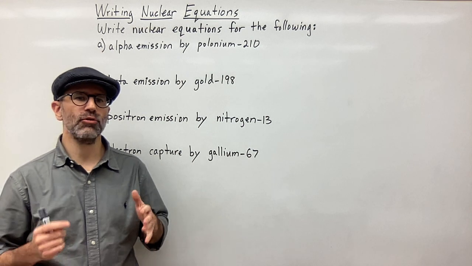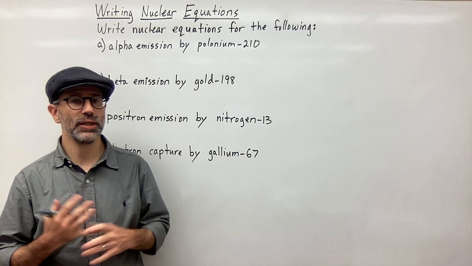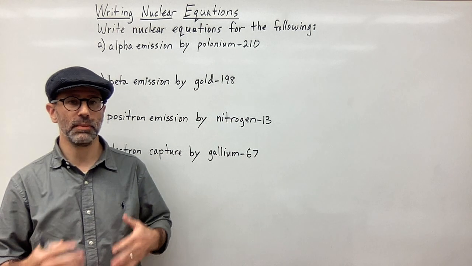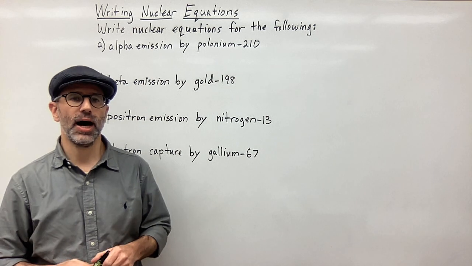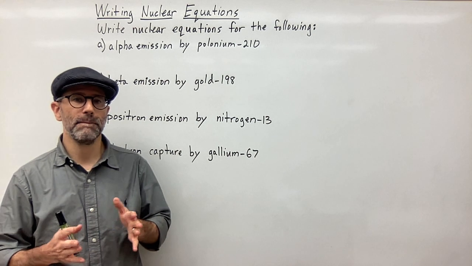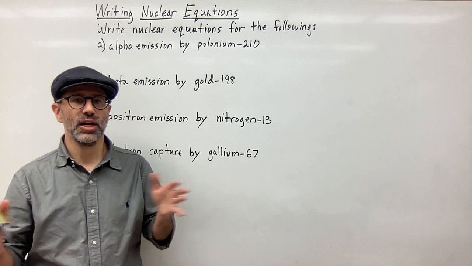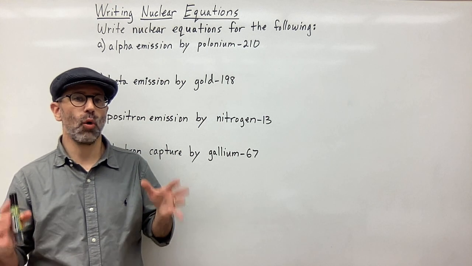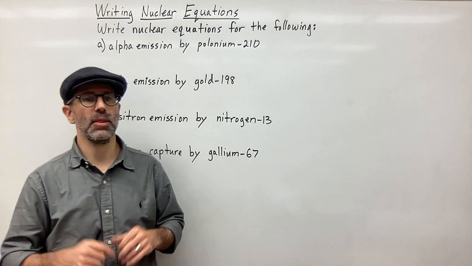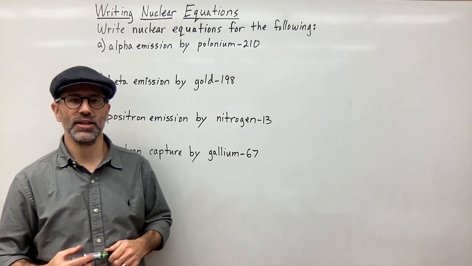So the key to writing nuclear equations is, one, you have to identify what particle is being released or gained or absorbed by the nuclide, the parent nuclei. And then after you set it up, you need to make sure that you balance the numbers on both sides of the equation. So the total numbers on top should be equal to each other, and the total numbers on the bottom should be equal to each other. So let's get started on this.